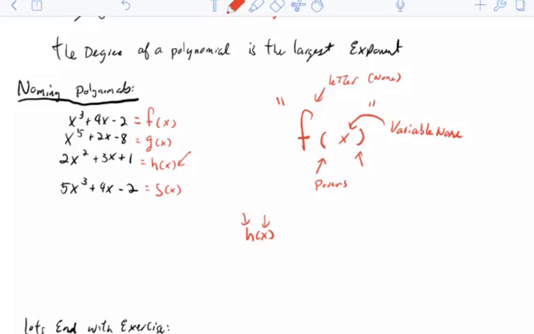Okay, so before we go any further, I want to emphasize the difference between an equation and an expression.